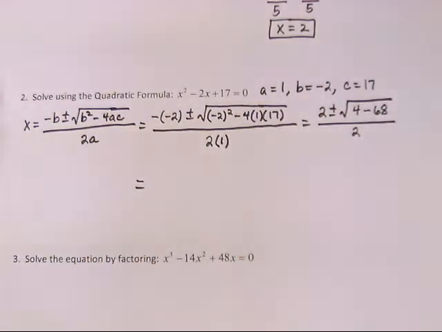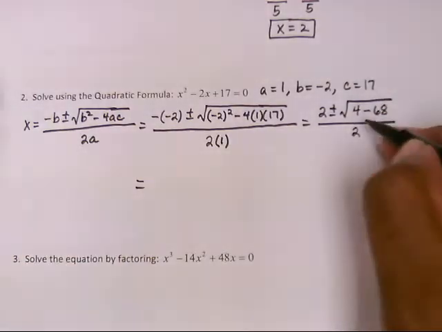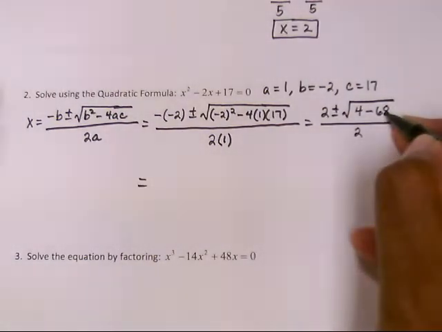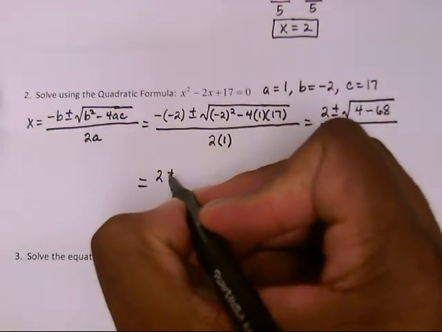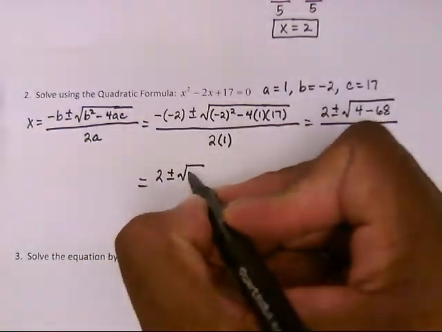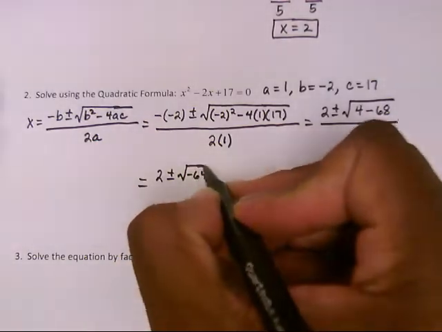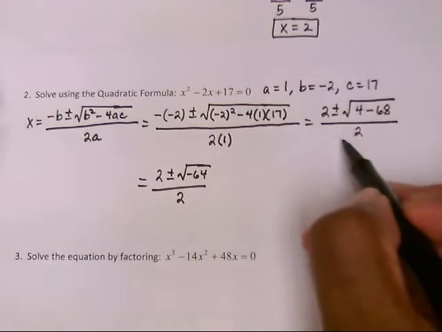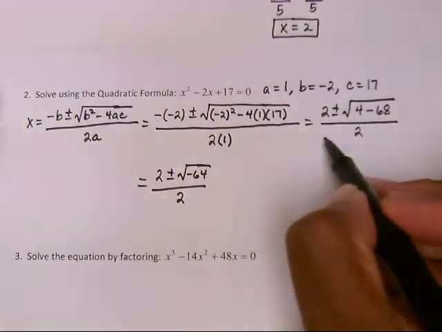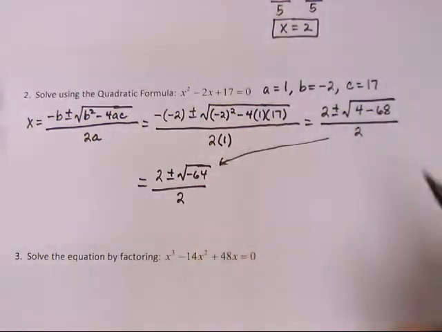Okay, now I'm going to simplify what's underneath the radical. So here, if I do 4 minus 68, that's going to give me negative 64. So I'm going to have 2 plus or minus the square root of negative 64, all divided by 2. So I'm continuing from here to here.